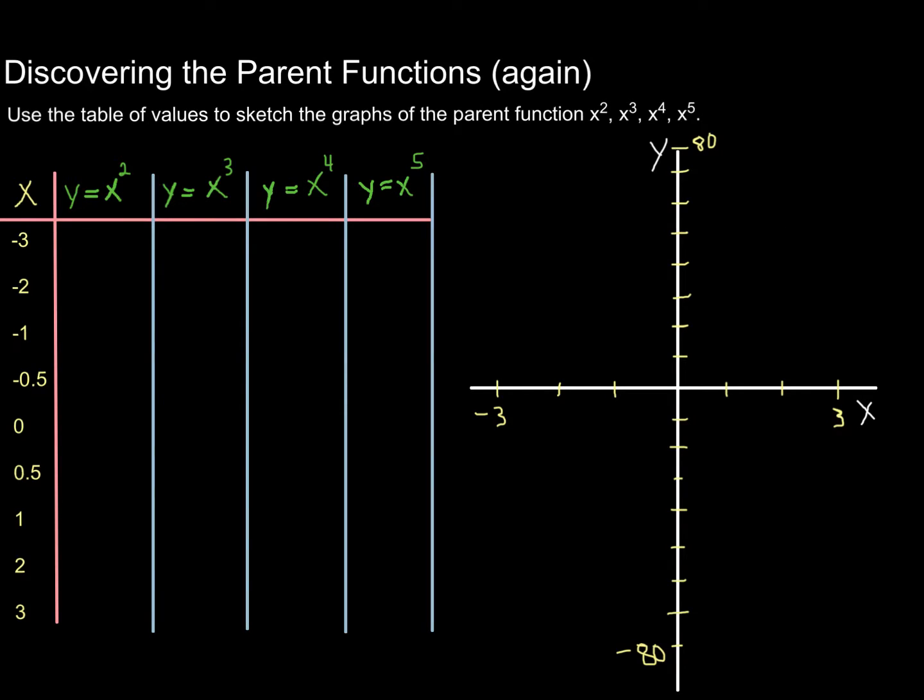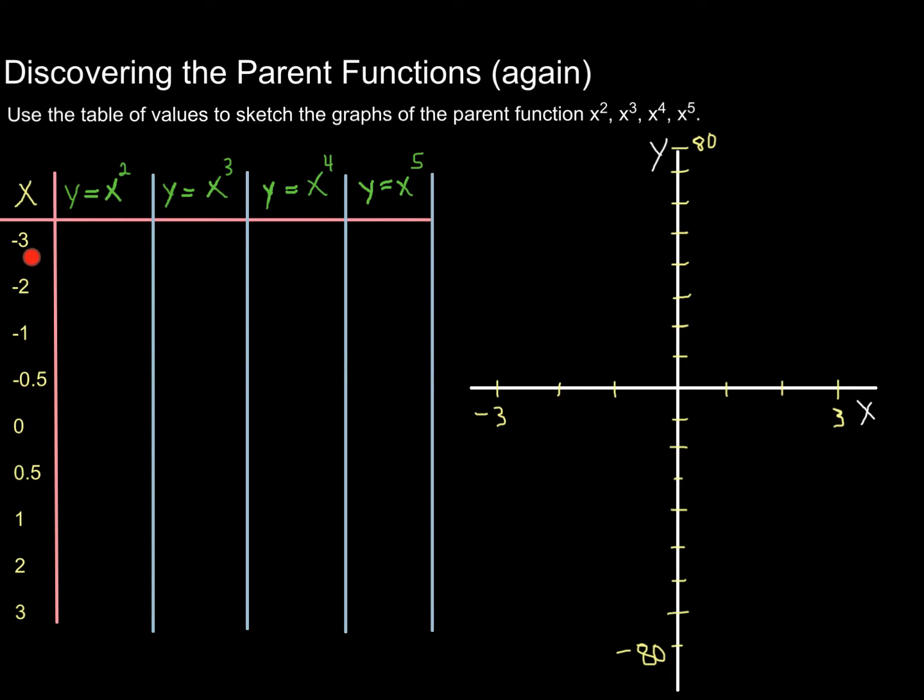To get us started, we're going to rediscover, I guess you could say, the parent functions. You've seen these before in Algebra 1, and we talked about them briefly at the beginning of Unit 1. To help us understand what the parent functions are, you want to use the table of values to sketch the graphs of the parent functions x squared, x cubed, x to the fourth, and x to the fifth. To make this really clear, I've created the table for you, so you just want to get this down in your notes.